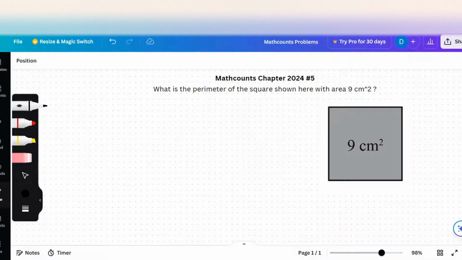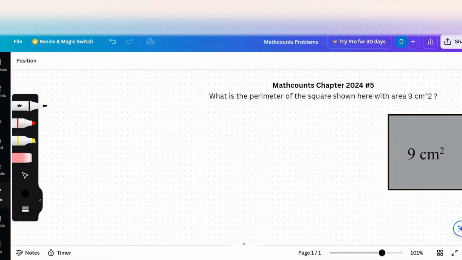On to the last problem, problem 5. The problem reads, what is the perimeter of the square shown here with an area of 9 centimeters squared? So I want you to pause the video and try to do the problem yourself as we did earlier, before we go over the solution. You've done it? That's great. Now we'll go over the solution.